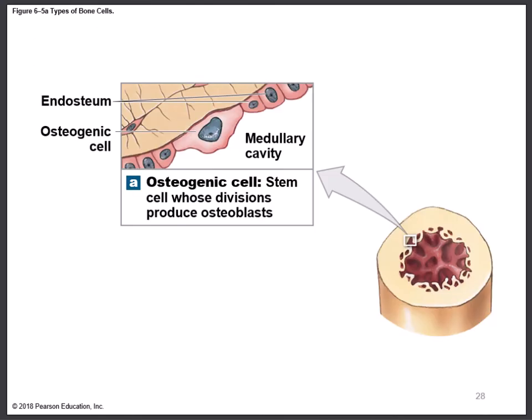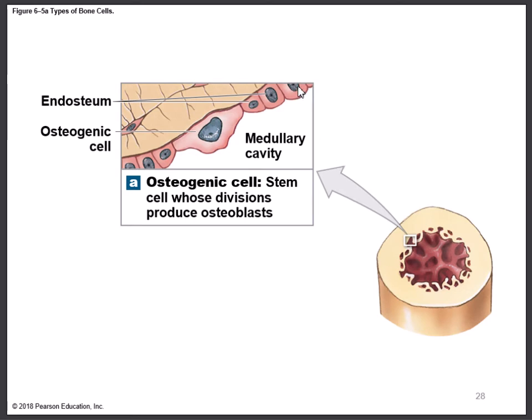Now, this is a picture from the Martini book. They did a cross section of the shaft of the bone, the diaphysis, and we find these osteogenic cells located on a lining that lines the medullary canal. This red lining right here is known as the endosteum. We also find them where the periosteum is out over here. So those are the two places that we would find osteogenic cells, on the endosteum and out where the periosteum is.